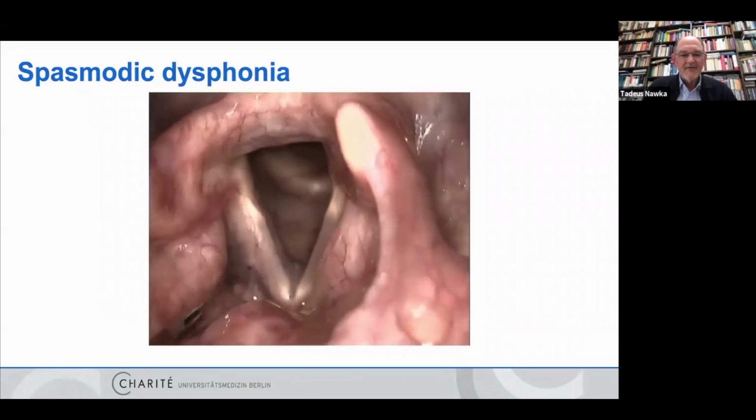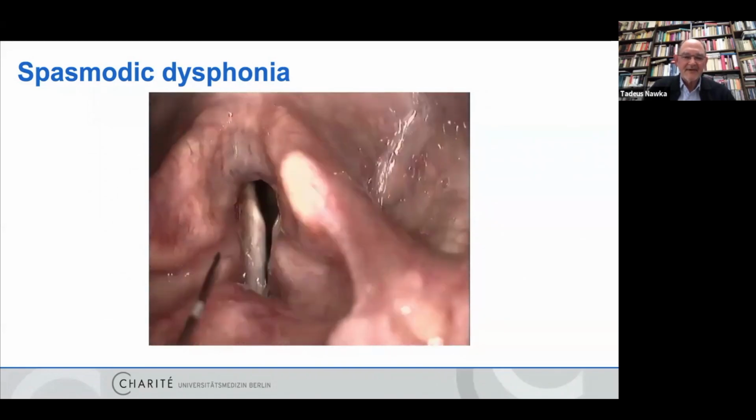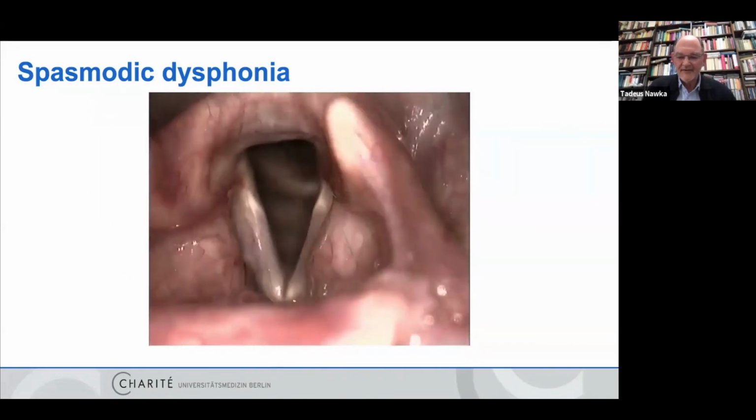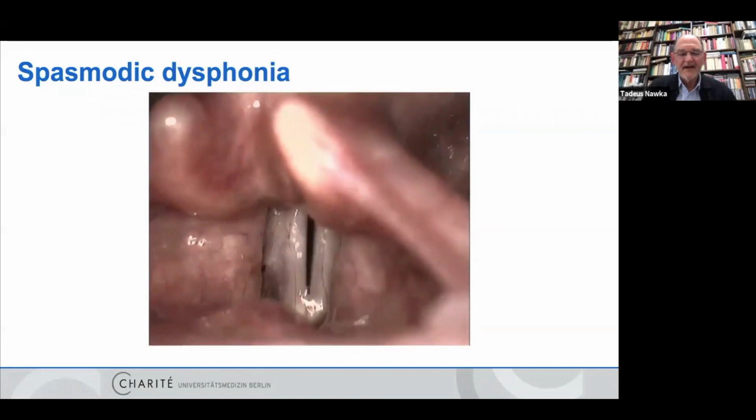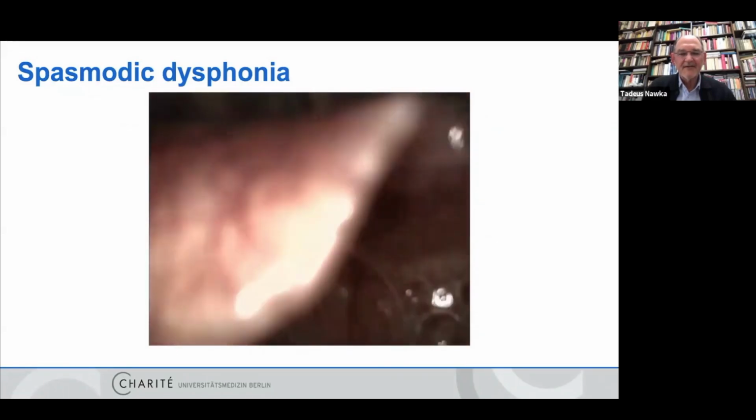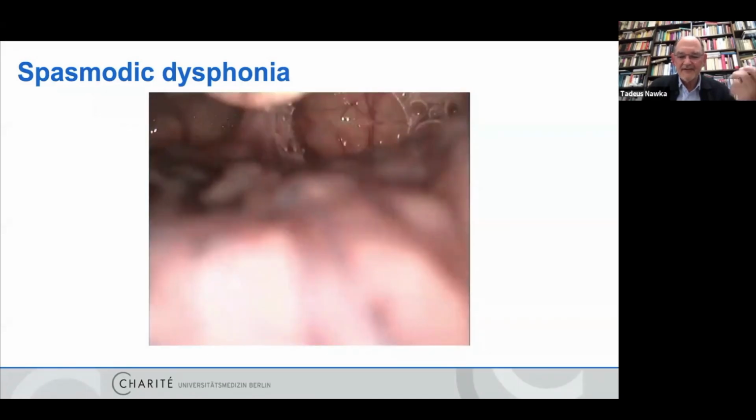So what you have to overcome is the gagging reflex, but in this patient, as you see, it was not a problem. And you see the voice sounds bad after the injection because the vocal fold is blown up with a botulinum toxin, 2.5 units per side.